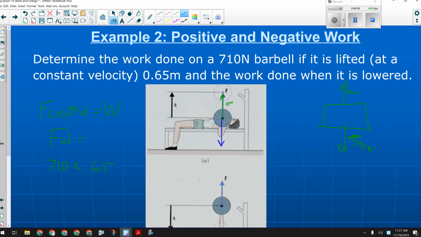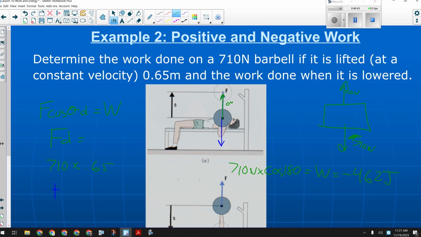What's the cos of 180? -1. So if I go 710 newtons times the cos of 180 degrees, because that's the angle between the force and the motion, I'm going to get the work to be negative 462 joules. From the barbell's perspective, it's losing that energy. It's doing work on you. It's changing your shape, but this time in a desirable way. It's making your muscles shorter. You have to contract against them.